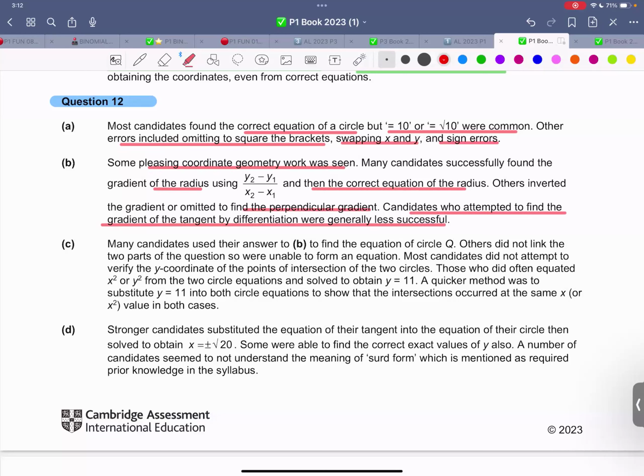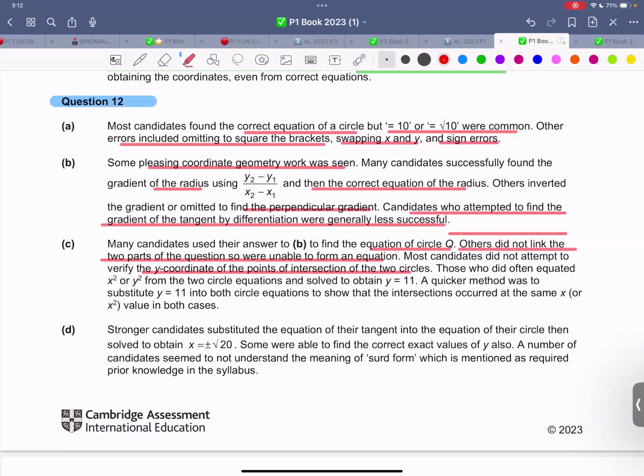You don't have to differentiate. No. This is a coordinate geometry question. Many candidates used the answer to part B to find the equation of the circle. Others did not link the two parts of the question, so were unable to form an equation. How can you not link? Most candidates did not attempt to verify the y coordinate of the point of intersection.